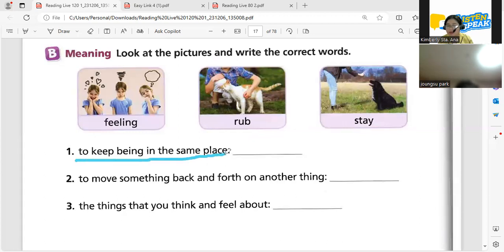To keep being in the same place. So keep being in the same place. Like you will not move. You're in the same place.